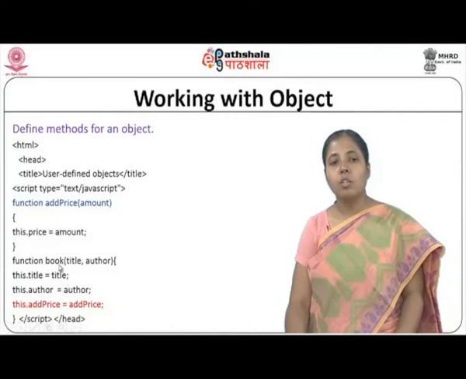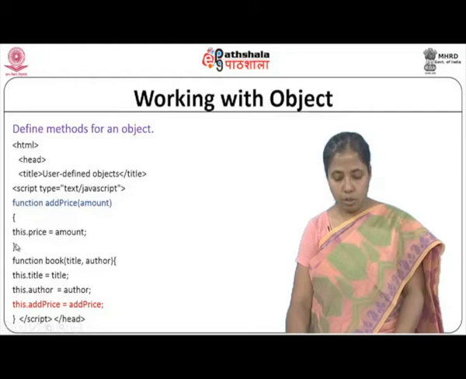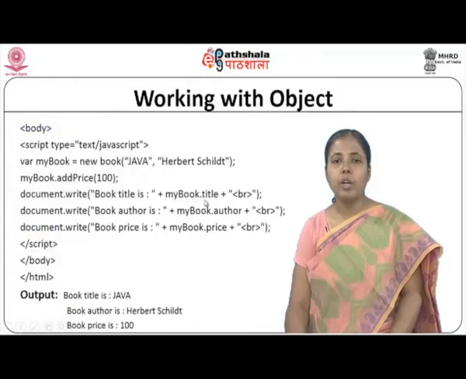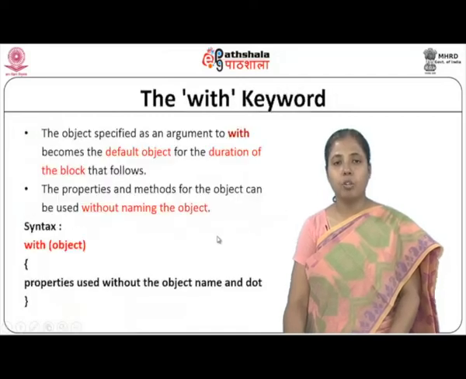So now this book has three properties: title, author, and add price. Add price is a function that would be called, and through which you assign the third property. And you are trying to print the title, author, and then price of this book.